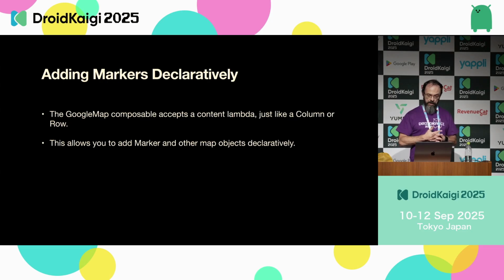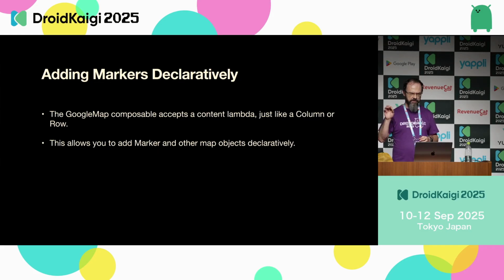Now, we can add markers also declaratively. We don't want to call the set marker function or add marker function that was available on the view-based system, but instead pass it as the content lambda. This is very similar to when you're using columns or rows on Compose. You do the same thing. Inside the column or inside the row, you have a content lambda that you fill with the content that you need. This allows you to add the marker and other map objects declaratively.